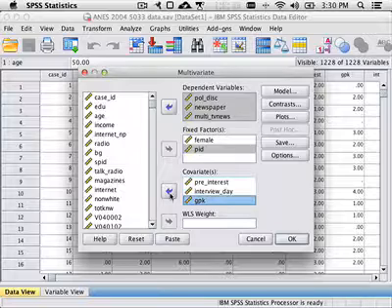Yeah, very good. They have to be either continuous or dummy coded nominal variables. So as long as you dummy code it properly, you can include it as a covariate, even if it's nominal level data. Okay, I think you already said this, but I forgot.